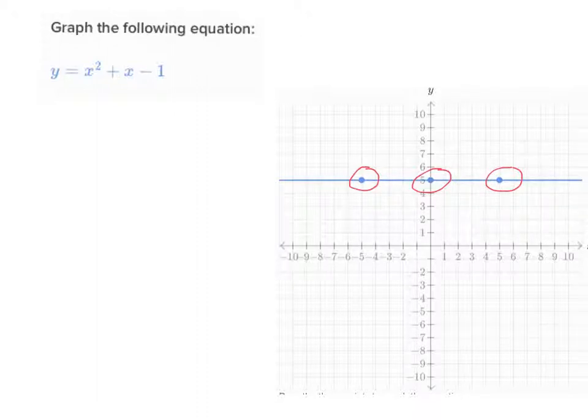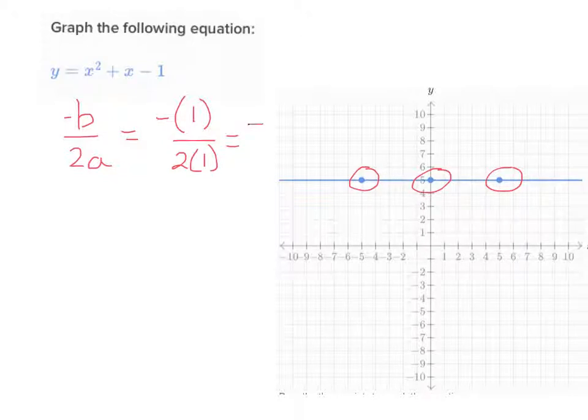So let's calculate the axis of symmetry. Remember, the axis of symmetry is negative b over 2a. So in this case it's going to be negative, and then b is 1, over 2 times a, which is 1. So negative 1/2 is your axis of symmetry. So what I'm going to do is make a t-chart.